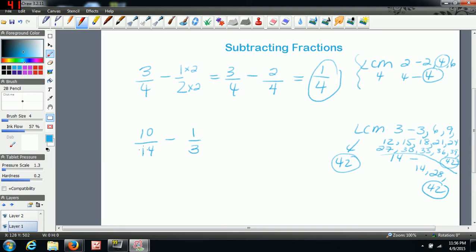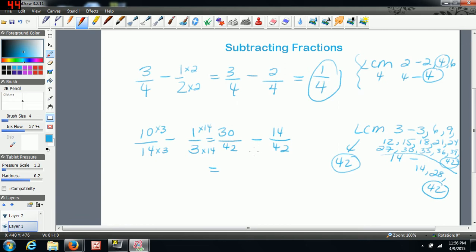Now how do I make 14 into 42? Well, I multiply it by 3, and whenever I do something to the bottom of the fraction, I have to do the same thing to the top. So this becomes 30 over 42. In this one, how do I make 3 into 42? Well, I multiply by 14, and whatever I do at the bottom of this fraction, I have to do the same thing to the top. So this becomes 14 over 42.